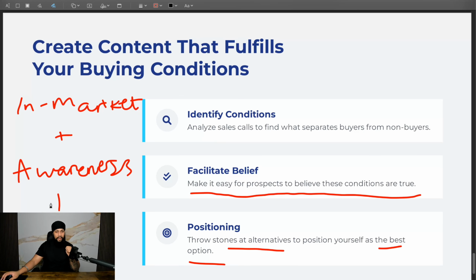Okay, and then you need to understand what buying conditions must be true for them to buy from you. Okay, and then when you know what those are, you need to be facilitating their beliefs to position you as someone who is worth buying from. Okay, and that's how you go ahead and fix your messaging.